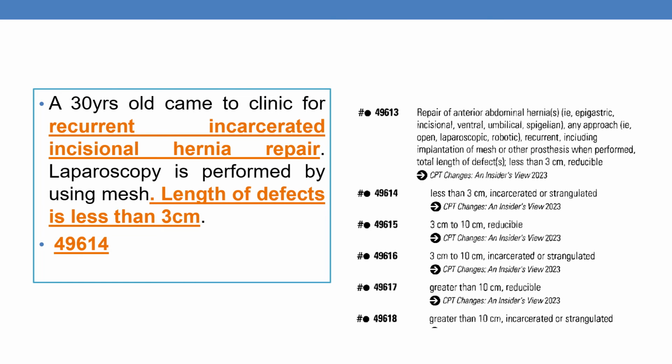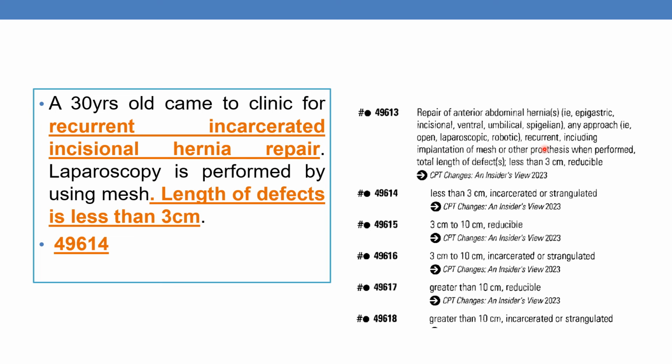Now let us see an example. A 30-year-old came to the clinic for recurrent incarcerated incisional hernia repair. Laparoscopy is performed by using mesh. The length of the defect is less than 3 centimeters. Repair of recurrent incarcerated incisional hernia. If you see the CPT description of 49613, you can find repair of anterior abdominal hernia. It can be epigastric, incisional, ventral, umbilical and Spigelian. Any approach, whether it can be open, laparoscopy or robotic.